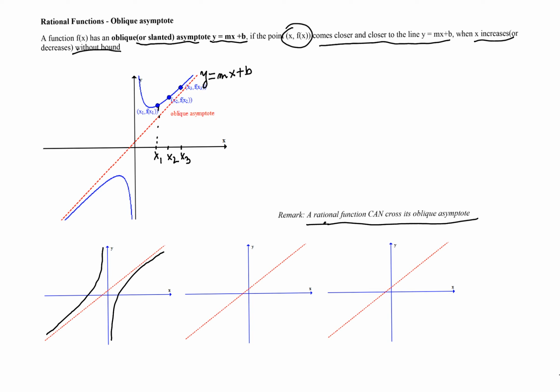We said that the graph can cross the oblique asymptote, so let's say we can draw the graph that has this behavior and it's continuous, it crosses the asymptote, or we can draw anything else that we would want to draw with that function, as long as at the extreme left and extreme right the function comes closer and closer to that line.